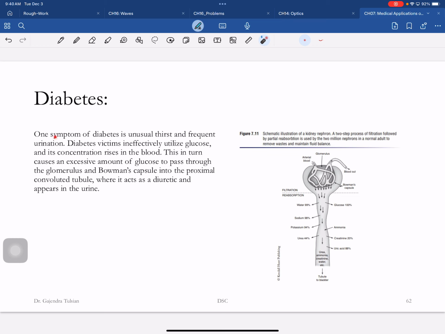So when people have diabetes, one symptom of diabetes is unusual thirst and frequent urination. So glucose is a diuretic, and if there's too much glucose, so diabetic victims ineffectively utilize glucose, and its concentration rises in the blood. This in turn causes an excessive amount of glucose to pass through the glomerulus and Bowman's capsule.